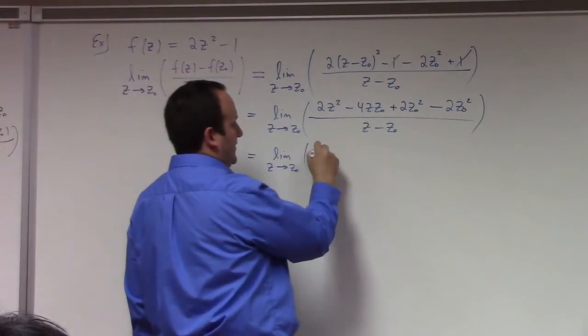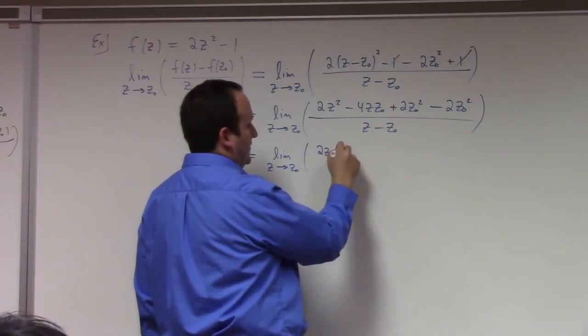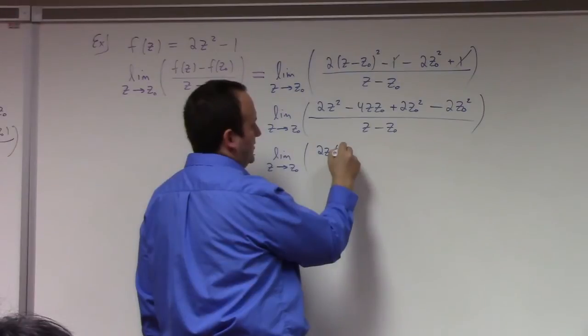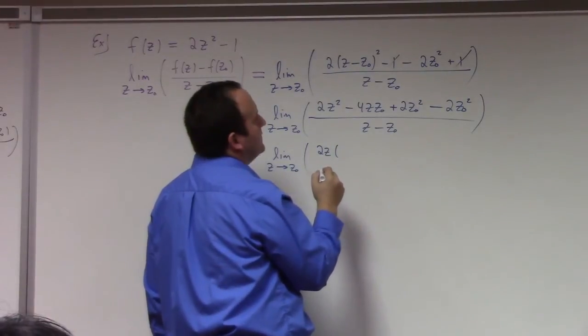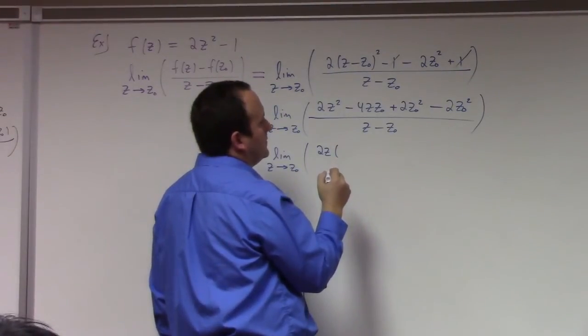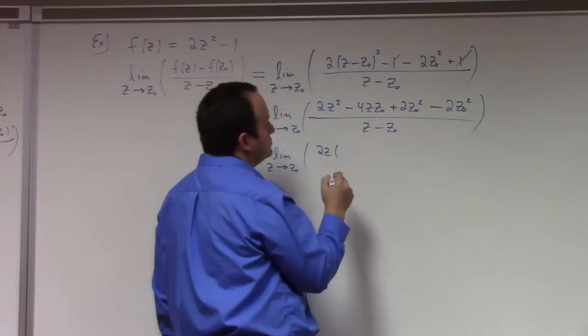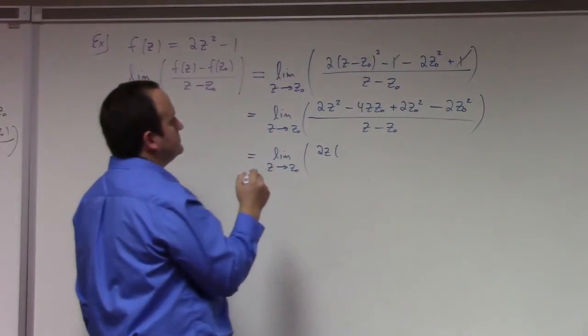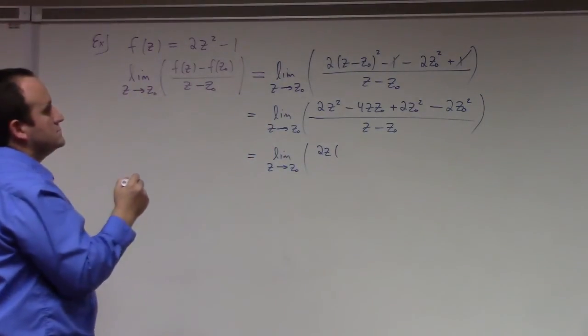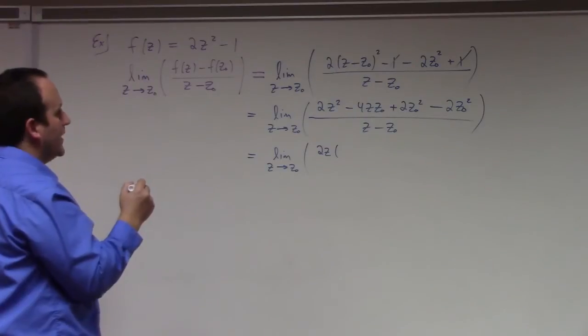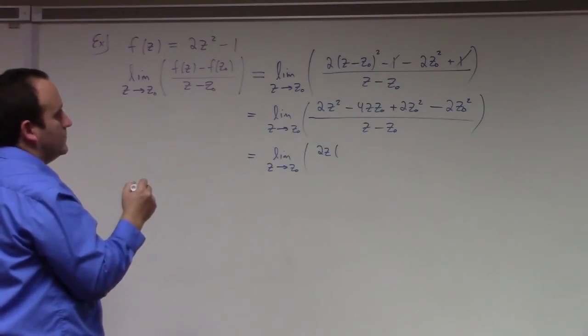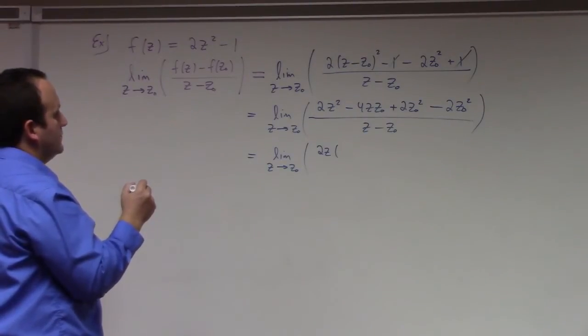And you're left with what? You've got 2z times what? Yeah, z minus, I think I've... Where? The very first blue line, you have on the top 2z minus z naught squared, and it's just supposed to be f of z.